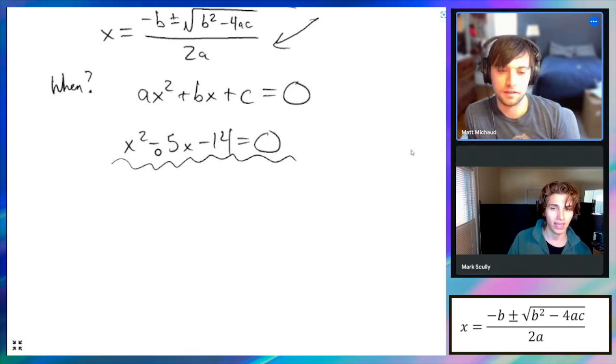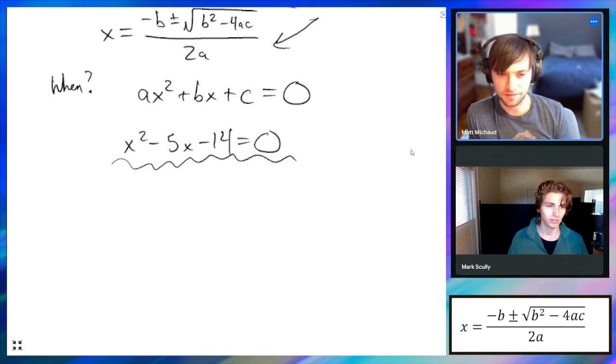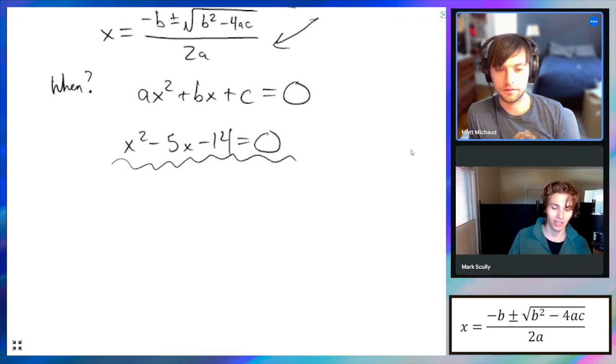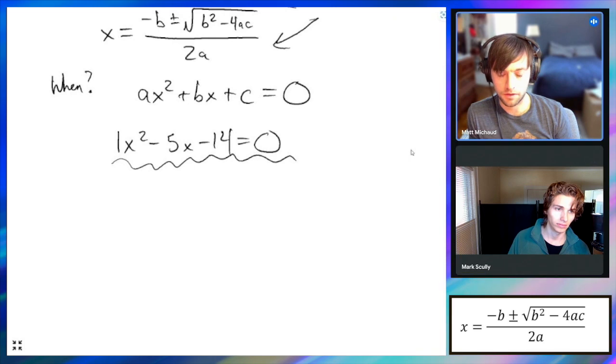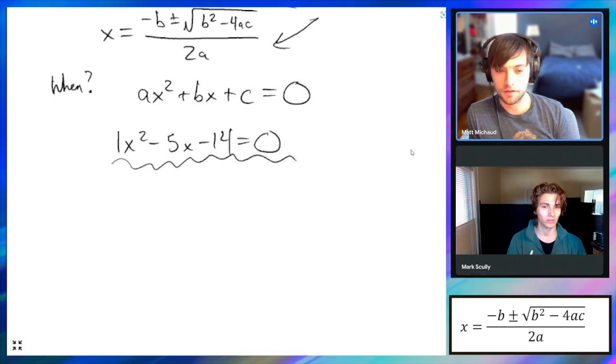B is negative 5. What is a? Is a 0? Good thought. It's actually 1. So we could imagine a 1 in front of this x squared. So a isn't x squared, it's the 1 in front of the x squared. Exactly. This is called the coefficient, the number in front of the variable. What is c going to be equal to? C is negative 14. Yes, perfect.